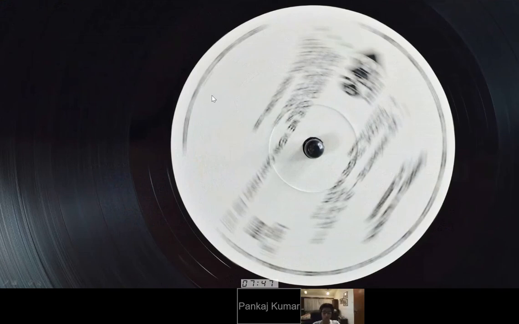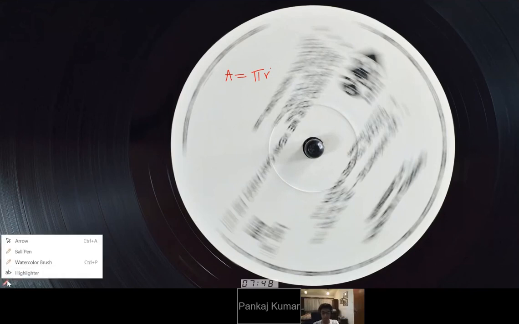So, yes, volume. This is basically I wanted to depict a circle, and what is the area of that circle? Pi r square. Okay. So what is the variable here? R. R is the variable here.